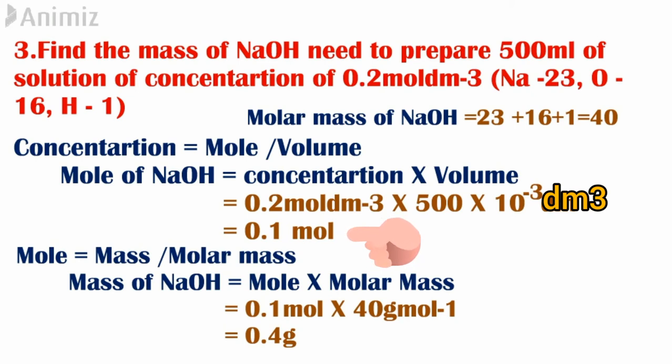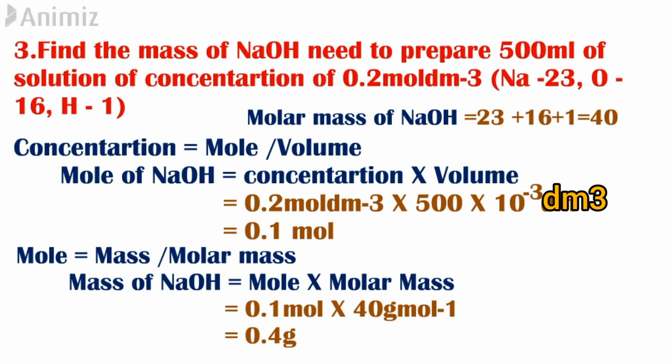Then we know that mole is equal to mass over molar mass, so mass of NaOH is equal to mole into molar mass. Here they have given the atomic numbers, through which you can find the molar mass. Then the mass of NaOH will be 4 gram. Here the conversion of units is very important because the volume is in 500 ml. Then this should be converted into decimeter cube.